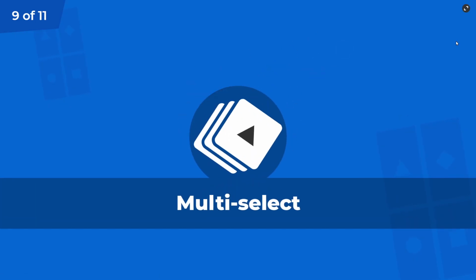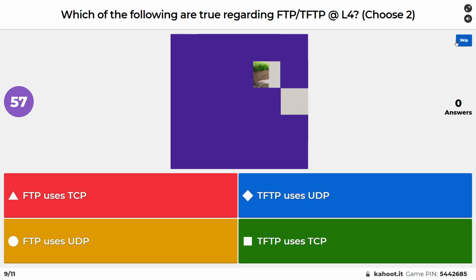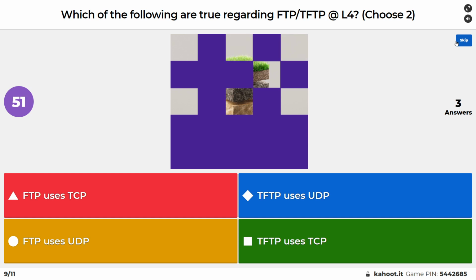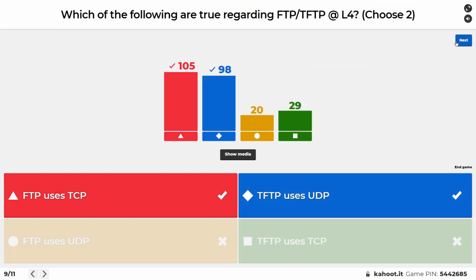Question 9 of 11. Multiple select. Which of the following are true regarding FTP and TFTP at layer 4? I'm looking for 2 answers, and it's either FTP or TFTP based on the answers. Nice. FTP uses TCP with a well-known port of 21. That's for the control channel. And TFTP uses UDP, and that's also true.